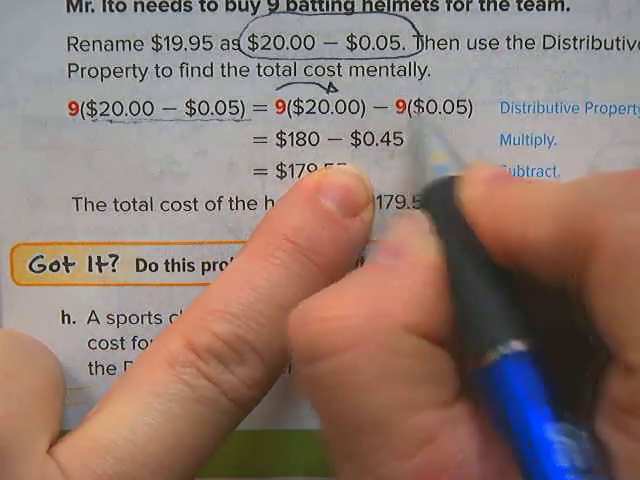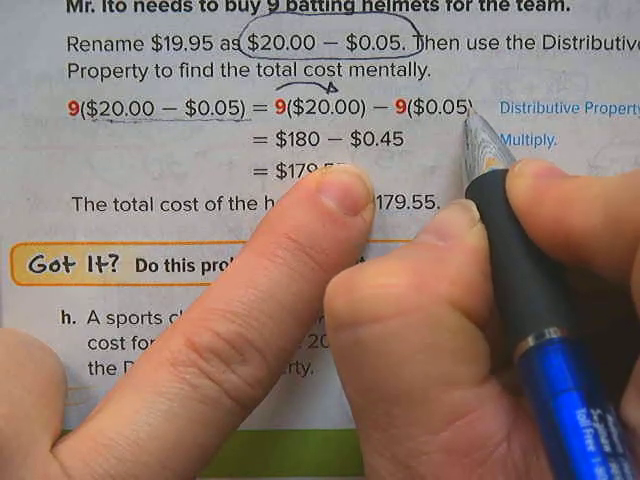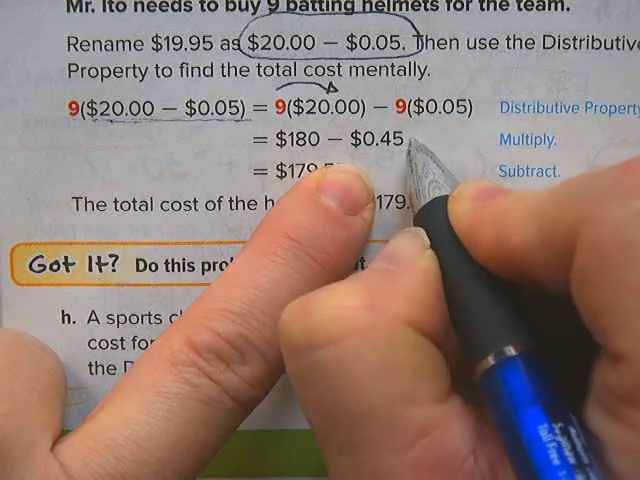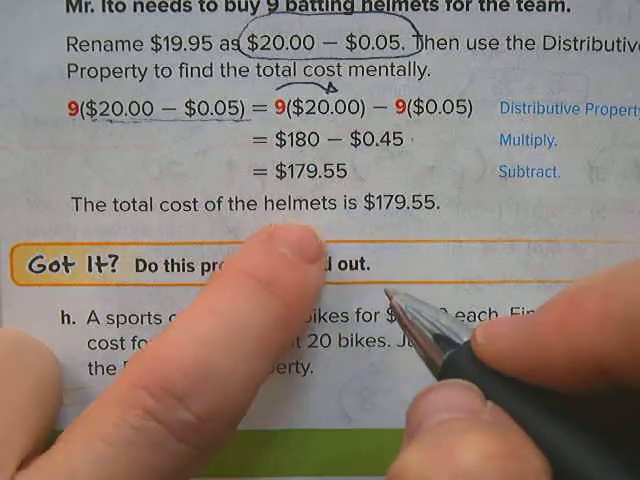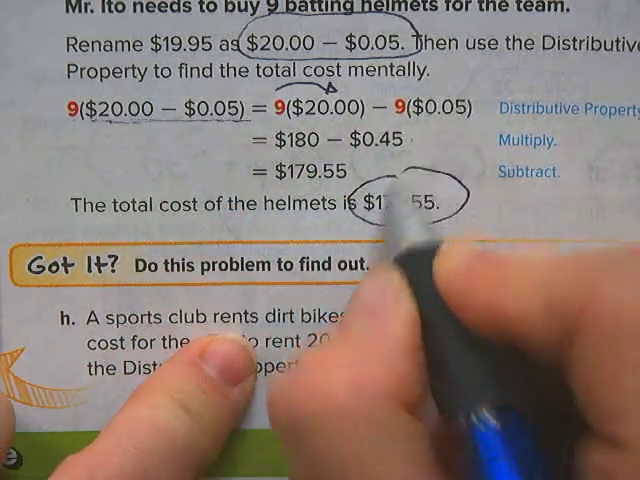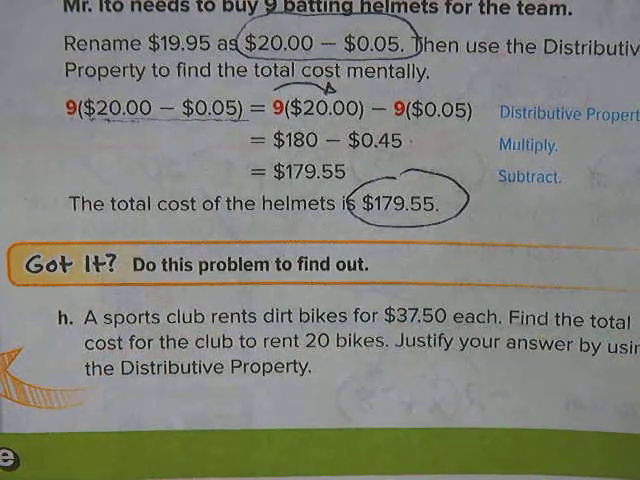Minus, all right, same thing here, 9 times 5 is 45, but since the decimal is moved 2 places to the left, we have to take 45 and move the decimal 2 places to the left, and that's 45 cents. So when you subtract those, you get this.